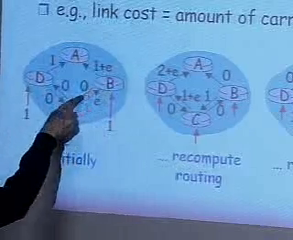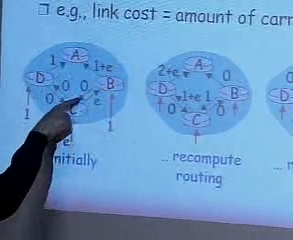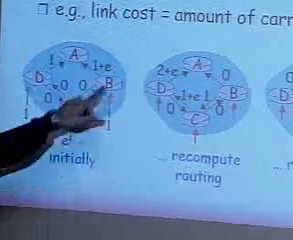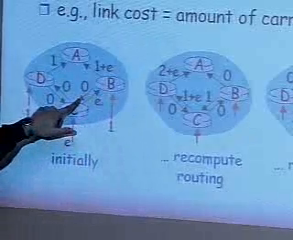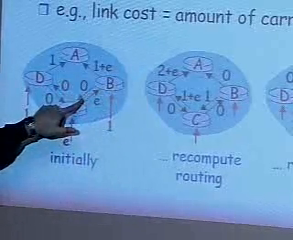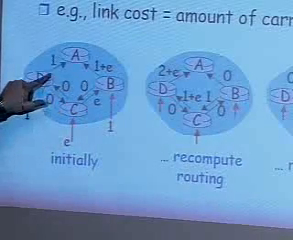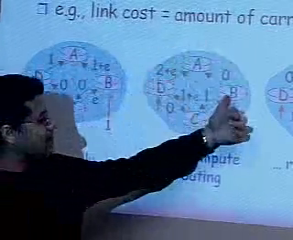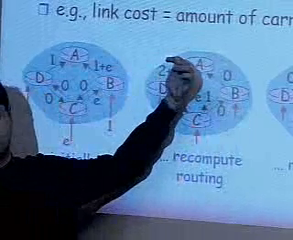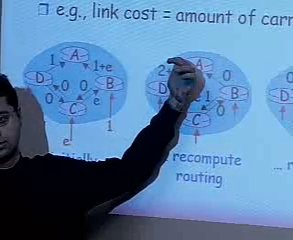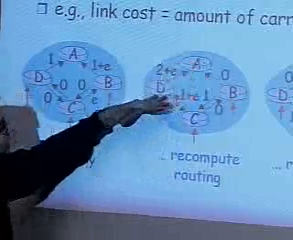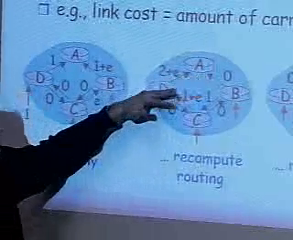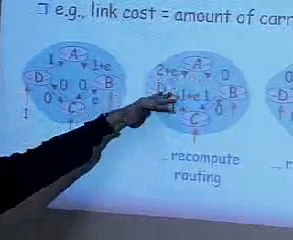But look at this path that B sees now. The cost of this path is 0. Nothing is flowing in this direction. 0 and 1. So now B is going to shift all its traffic to go through this longer path. Now the cost of this path or this link becomes 2 plus E.